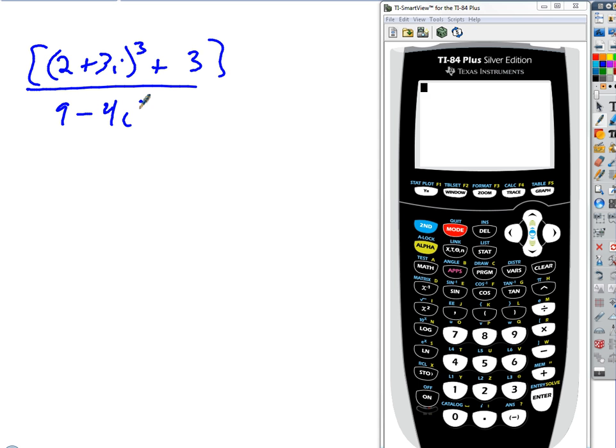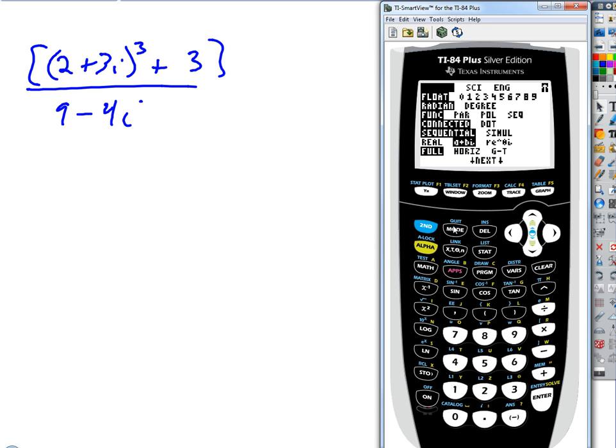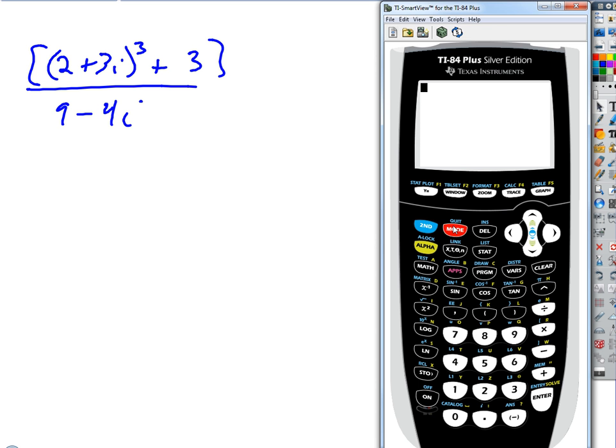With the calculator, look what we can do. We go to mode, go down and put it into a plus bi mode, imaginary mode, okay? And then all I have to do, this is great, is just enter that, literally. Now I can't use the fraction template though. That's the one real inconvenience.